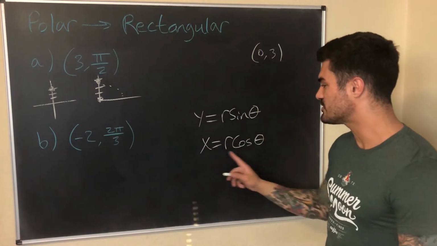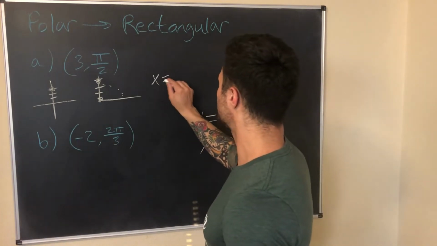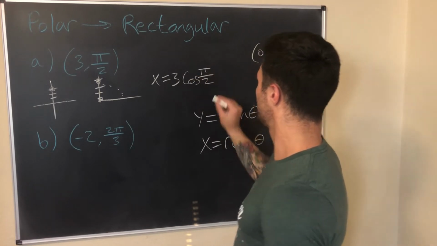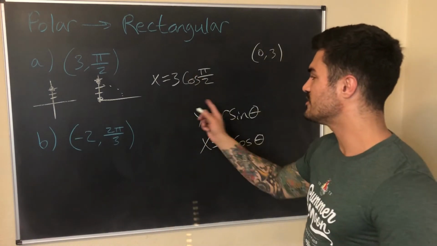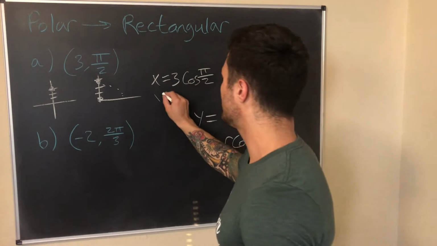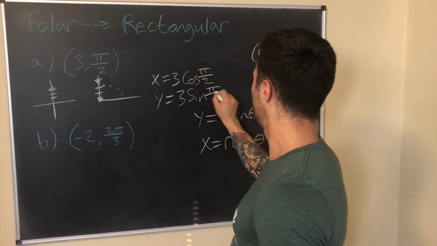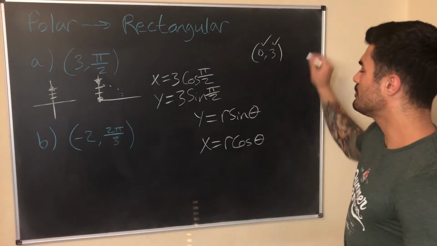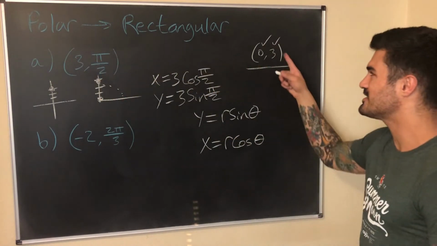So let's first get our x coordinate. Let's see if this is going to end up being 0. So x equals 3 times the cosine of pi over 2. The cosine of pi over 2 is 0. 0 times 3 is 0. x equals 0. We have confirmed the 0. What about the 3? Let's see. y equals 3 times sine of pi over 2. Well, sine of pi over 2 is 1. 3 times 1 is 3. Confirmed. So this indeed is this same point converted to rectangular coordinates.